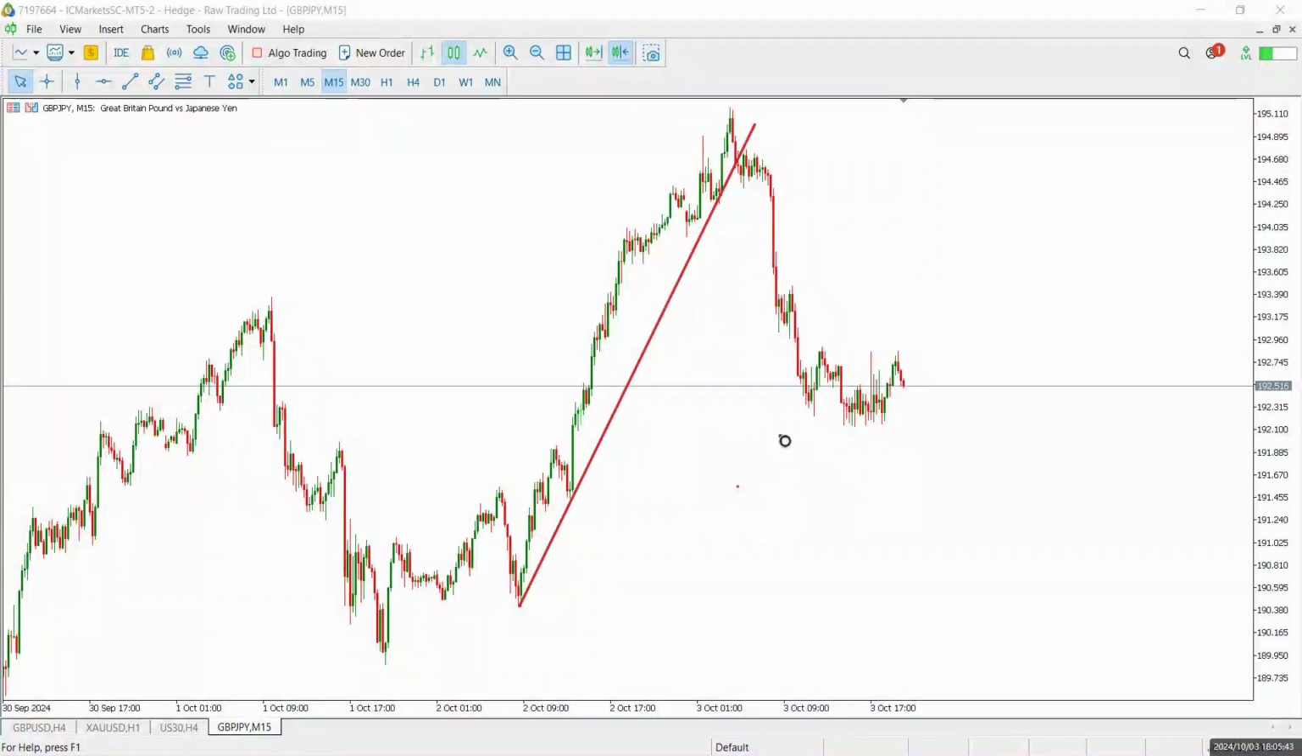So I'm going to be showing you 5 very beautiful opportunities that are right beside each other. This is an active GBP JPY market, and I'm going to be showing you 5 very beautiful opportunities that you could have taken and made massive profits on.